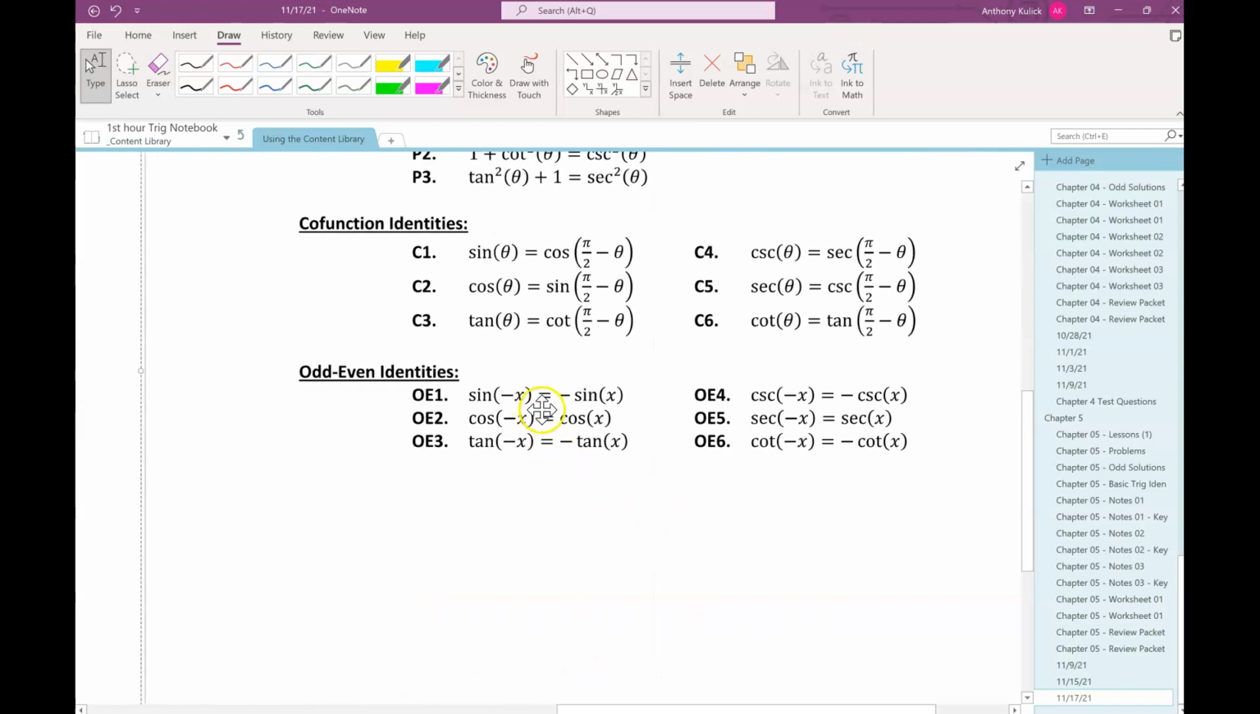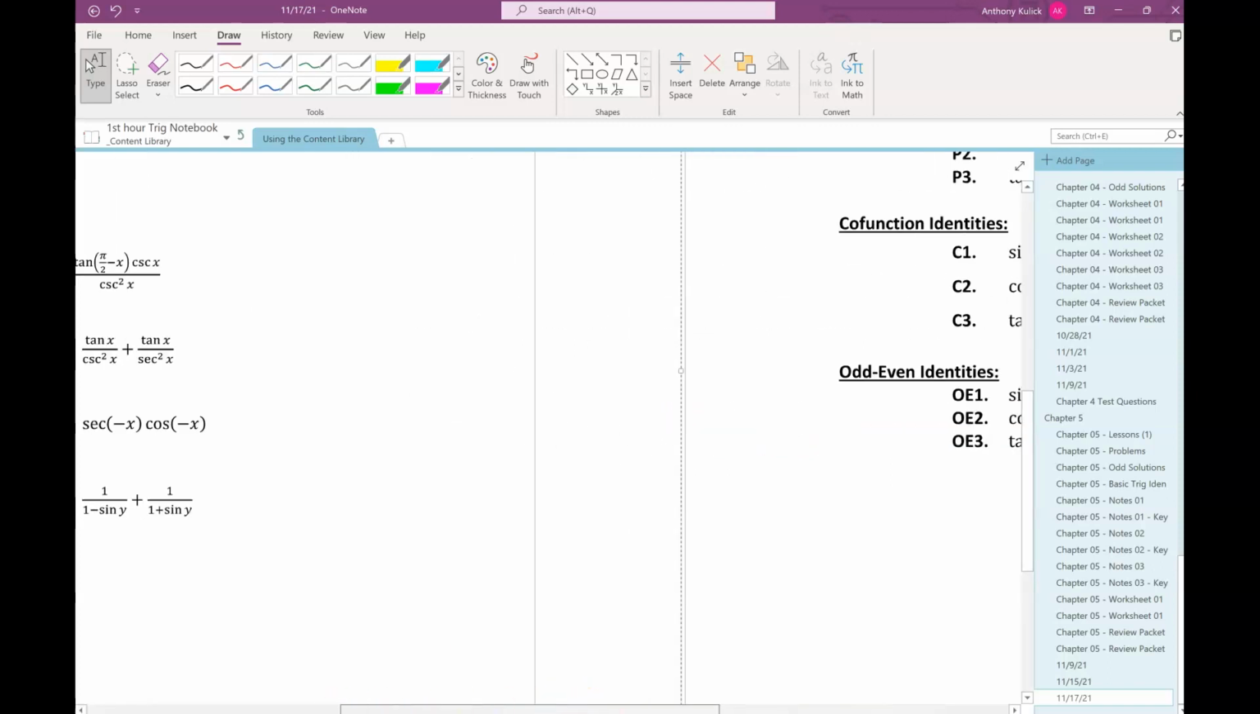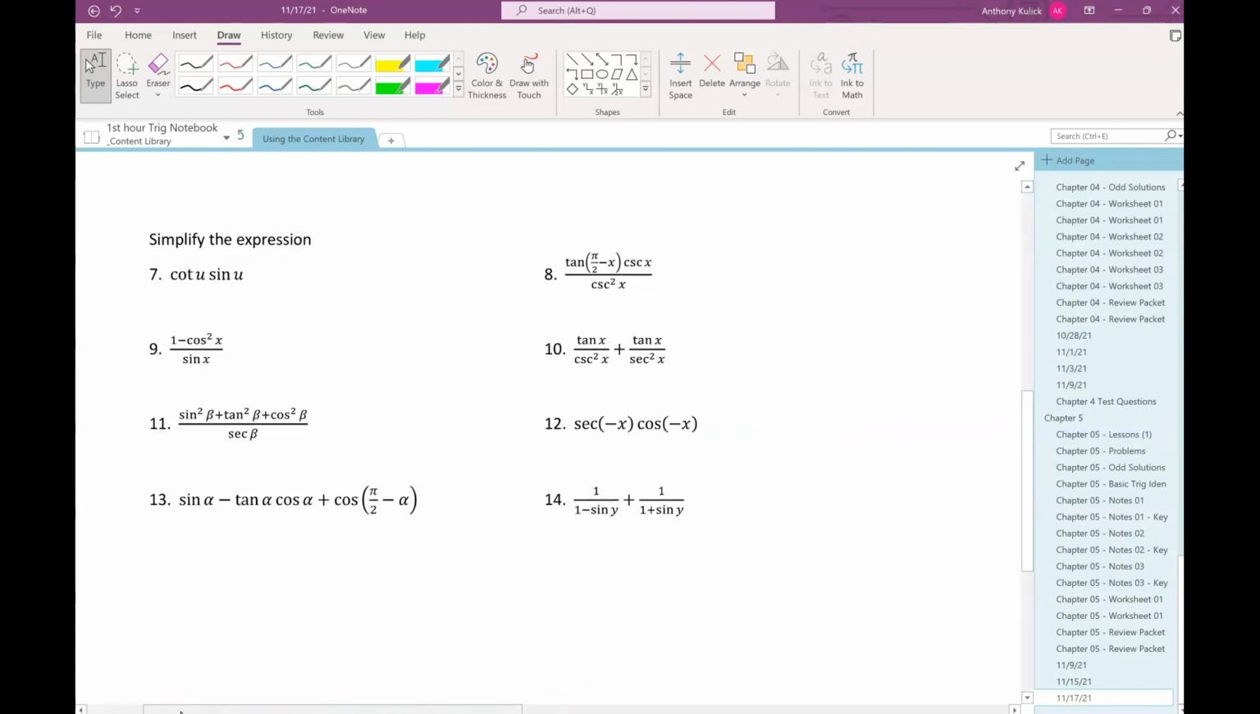So if I take a look, I see these odd even identities appear to be the one that I need, and the two that I need right here is that cosine of negative x is just equal to cosine, and secant of negative x is just equal to secant. So that would be my first step: I can just use those two odd even identities to rewrite that as a secant x and cosine x.